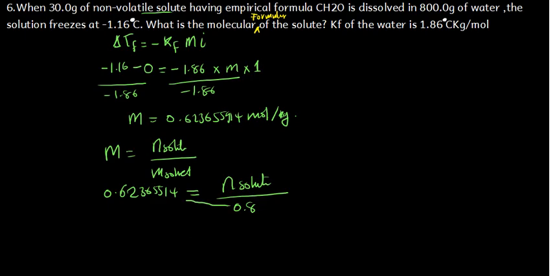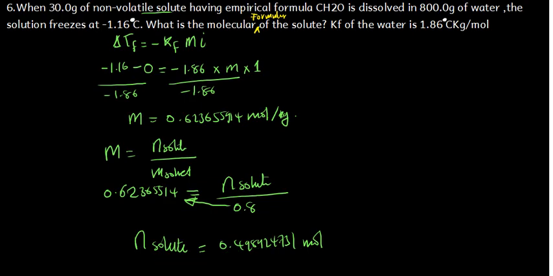So just multiply these two. That will give us the number of moles of solute, and that is going to be equal to, if we do the multiplication, 0.498924731 moles. Now these are the number of moles which were dissolved in solution.